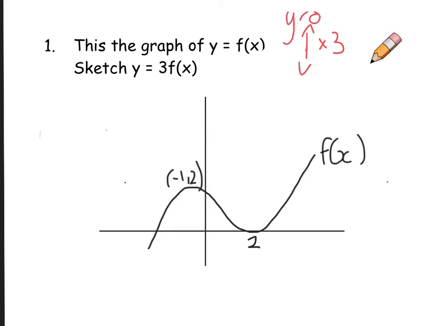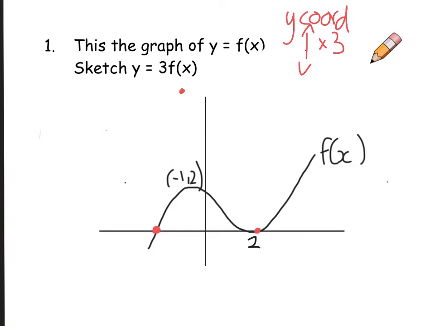So I'm just going to write that up there. Your y coordinates are all going to multiply. So this -1, 2 is going to become -1, 6. So it's going to maybe come somewhere up here. This turning point here, 2, 0, that's not going to change though, because if you multiply your y coordinate by 3, it's still going to be 0. So all I'm going to be drawing is a taller looking version of this graph. Now the roots are still going to be the exact same, so it's still going to go through here and it's still going to touch there.